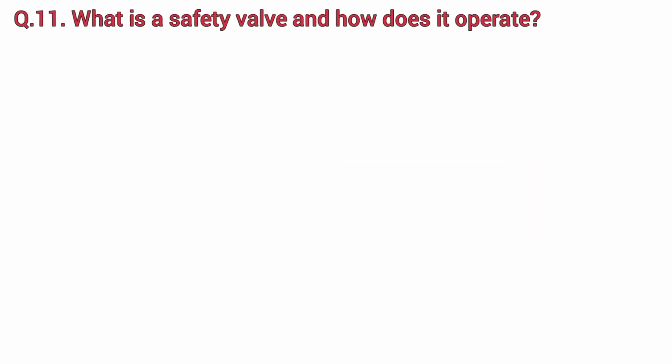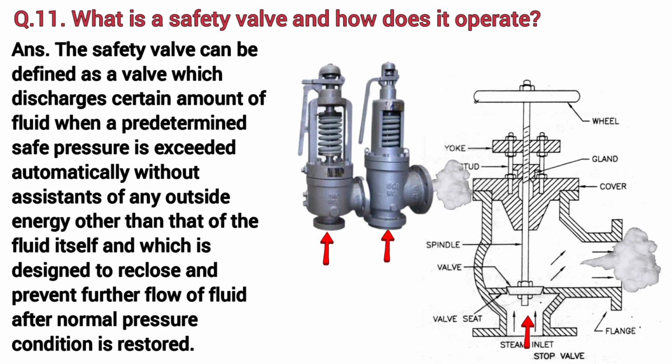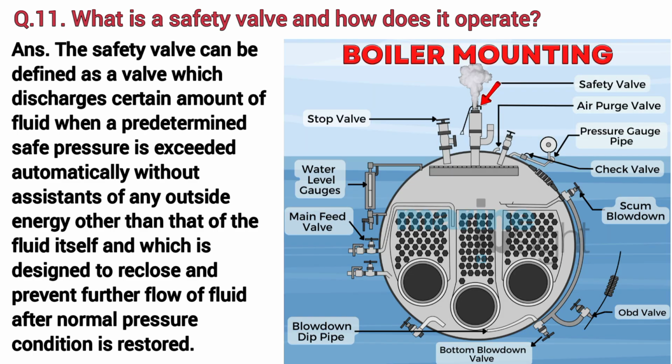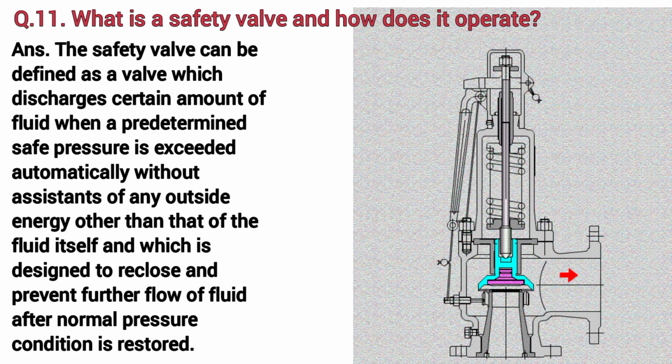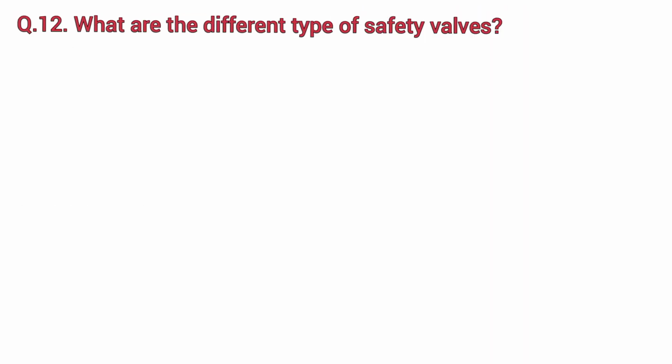What is a safety valve and how does it operate? A safety valve can be defined as a valve which automatically discharges a certain amount of fluid when a predetermined safe pressure is exceeded, without assistance of any outside energy other than that of the fluid itself, and which is designed to reclose and prevent further flow of fluid after normal pressure condition is restored.